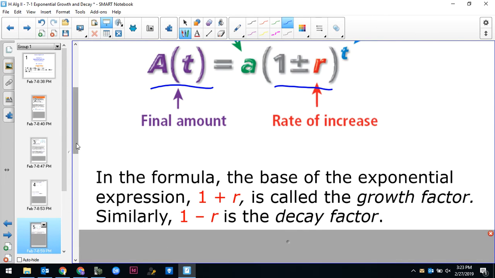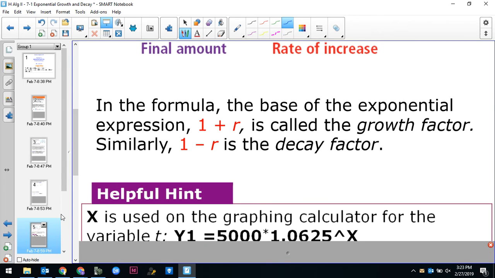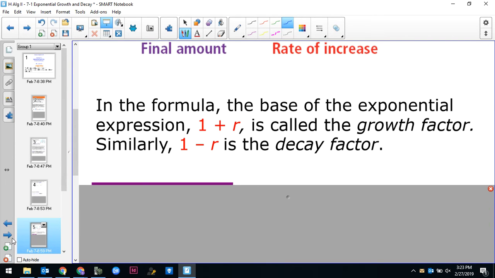So, that's just what I talked about. Let's do an example.